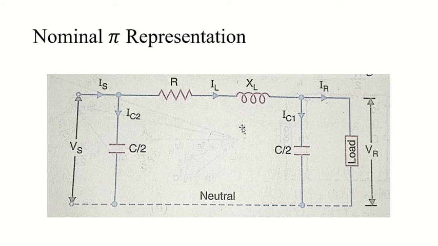What happens is that my capacitance is divided into equal parts. In nominal T, it was the reverse of it. My impedance was divided into two equal parts, and my shunt admittance or shunt capacitance was whole. But here we are dividing my shunt admittance or shunt capacitance per phase into two equal parts. So that was the representation.